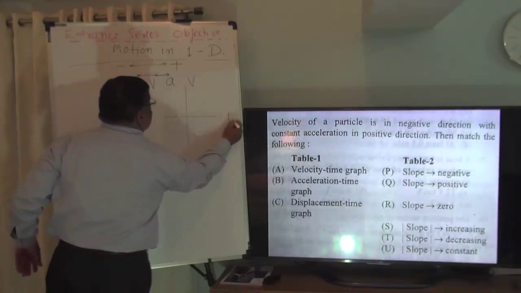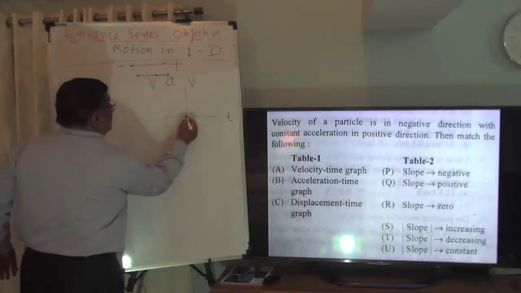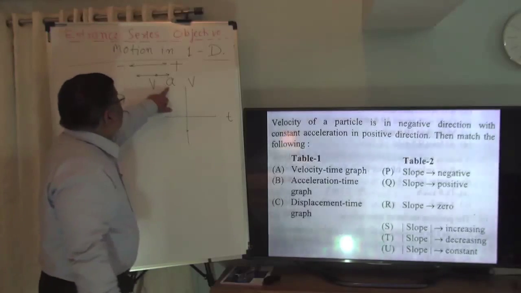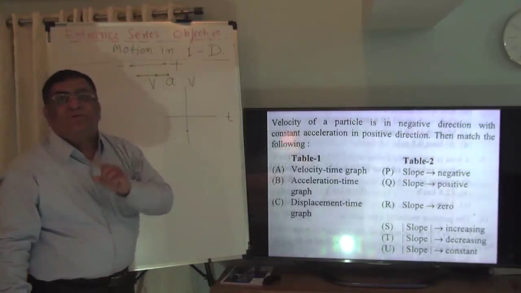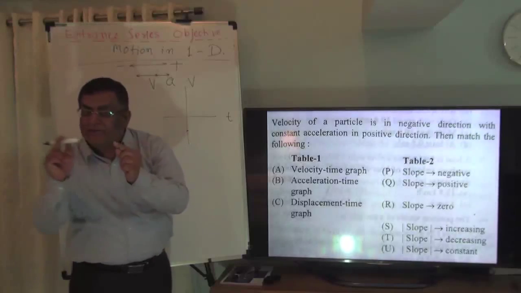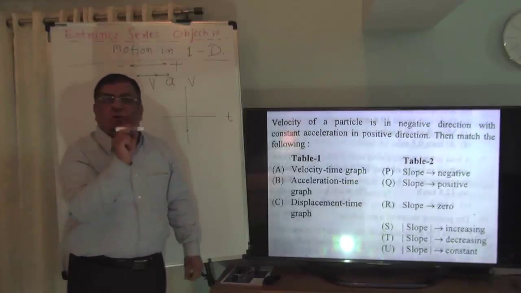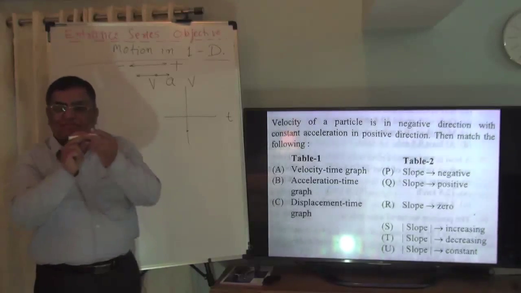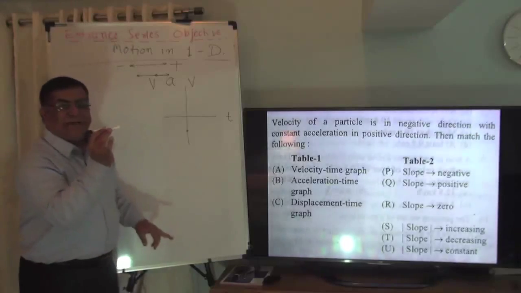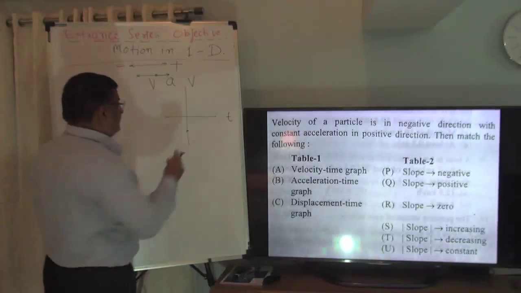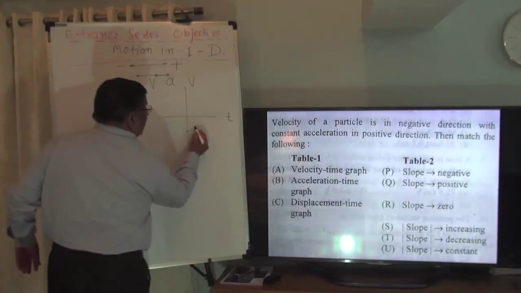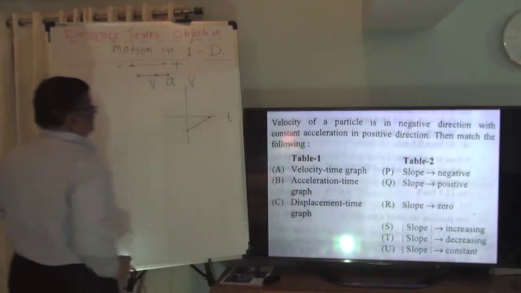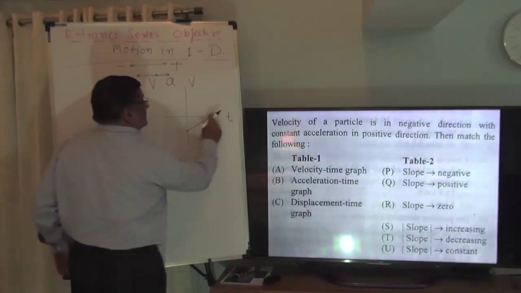This is velocity, this is time, and the velocity is negative. Acceleration is positive, so velocity goes on decreasing. The velocity is in this direction, acceleration in this direction. So what will happen to the magnitude of velocity? The magnitude of velocity will decrease. It is 10, 8, 6, 0. So this is the graph for velocity time.